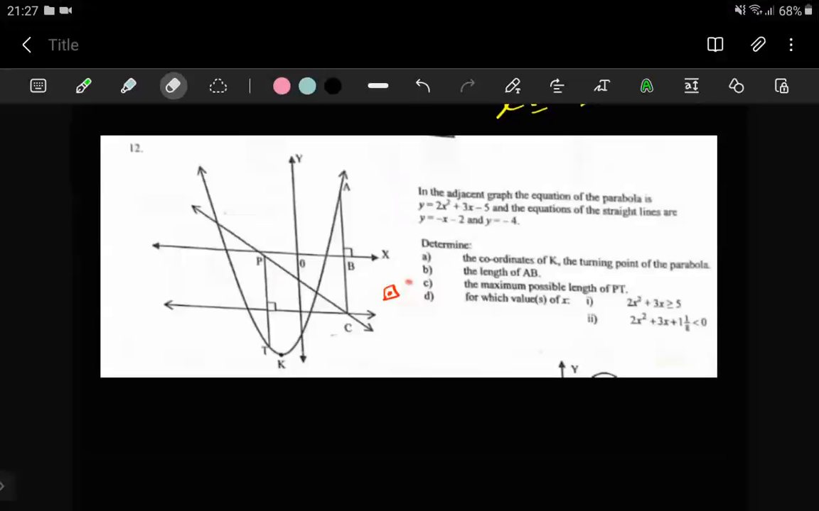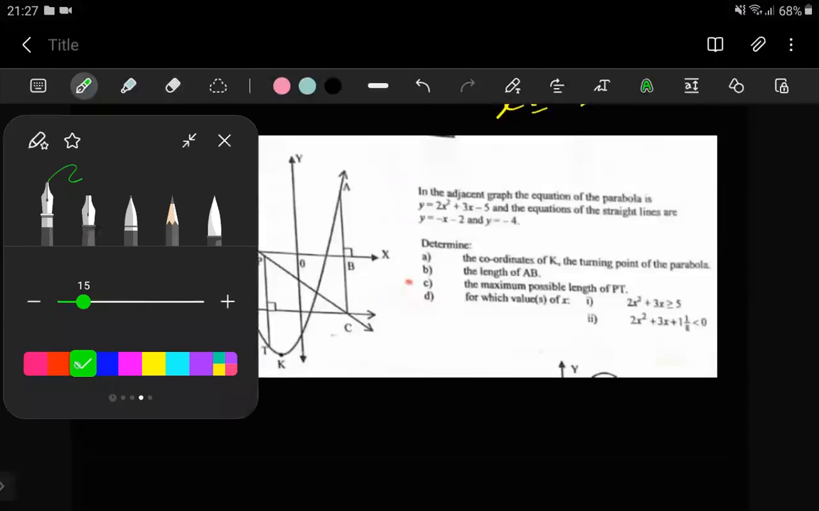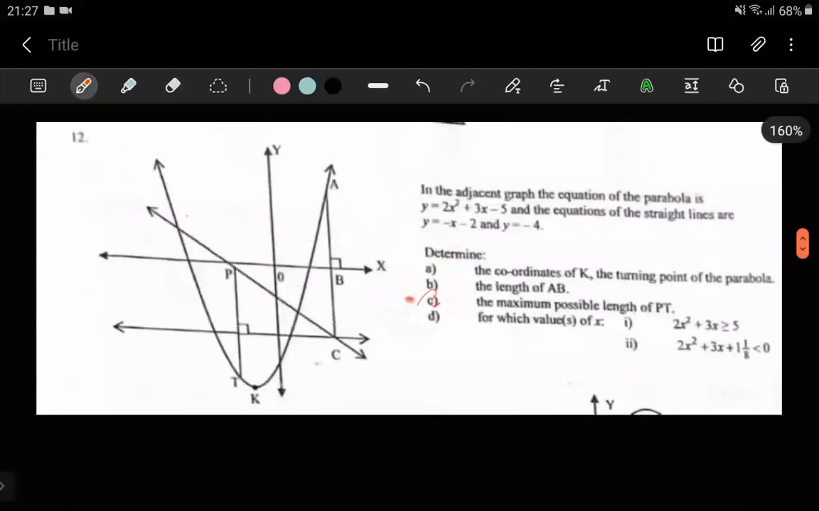It's not just a quick answer, this kind of question, question number C. Because with C, the idea is, you see here they ask for the coordinates of K. K is the turning point, which we somewhat don't need for C. But to get the turning point, it says in the adjacent graph, the equation of the parabola is this one. So we have the equation of the parabola, perfect.